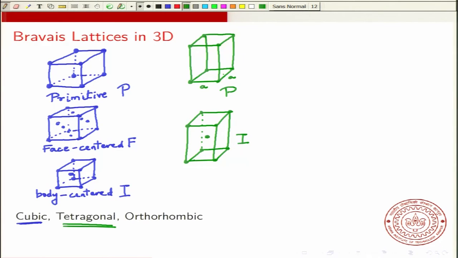Now you can ask, why is there no face center in this case? You can easily see that one of the criteria is that each lattice point should be identical to every other lattice point. Now, if I put a face center, then you can clearly see that a point on this face will have these four points that are closest to each other, whereas a point on this face will have these points and they are much further apart. So it sees a different environment. So in the case of tetragonal lattice, you can have primitive or body center. You cannot have face center.